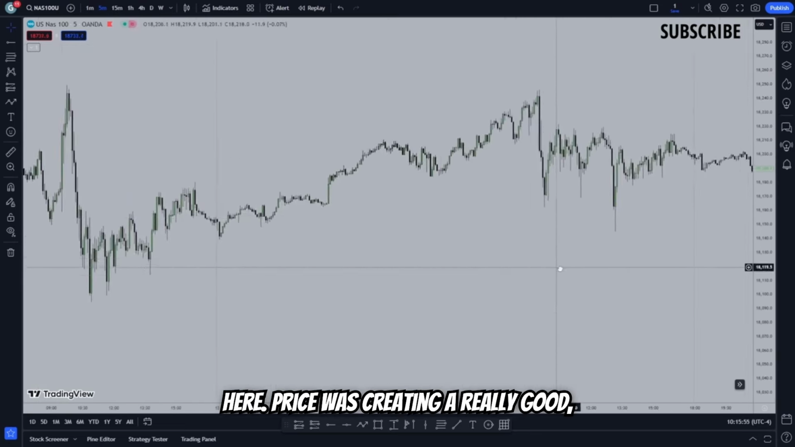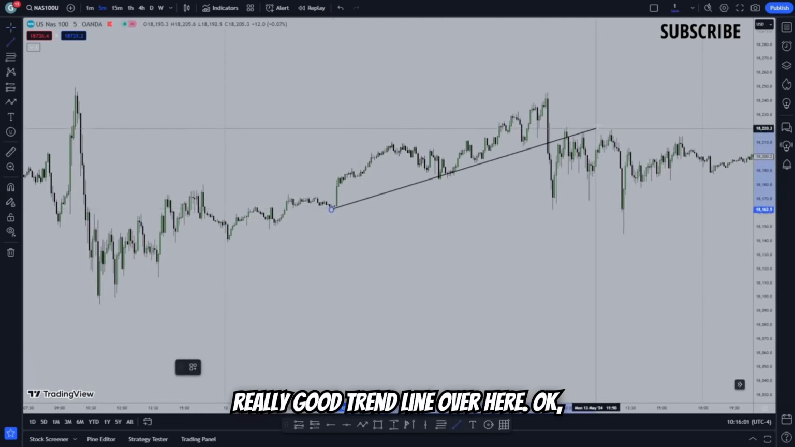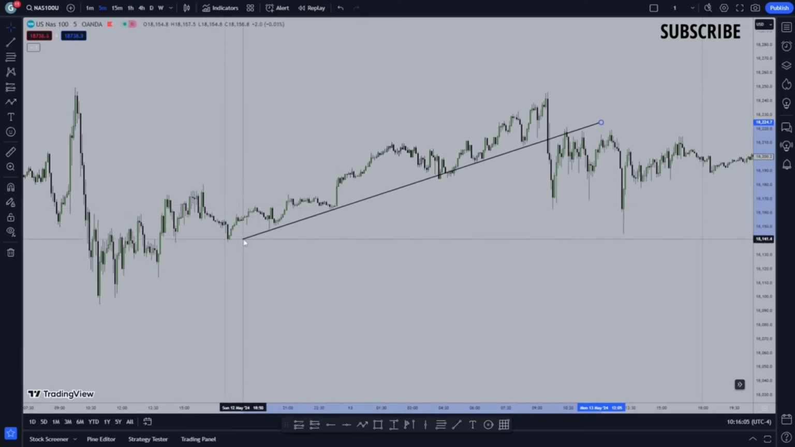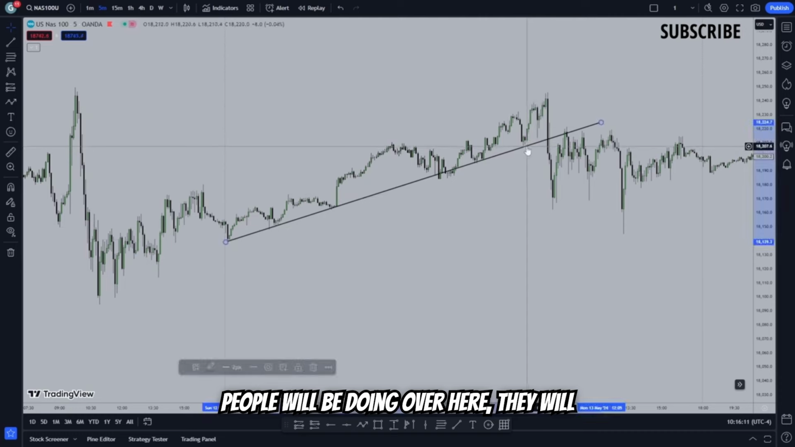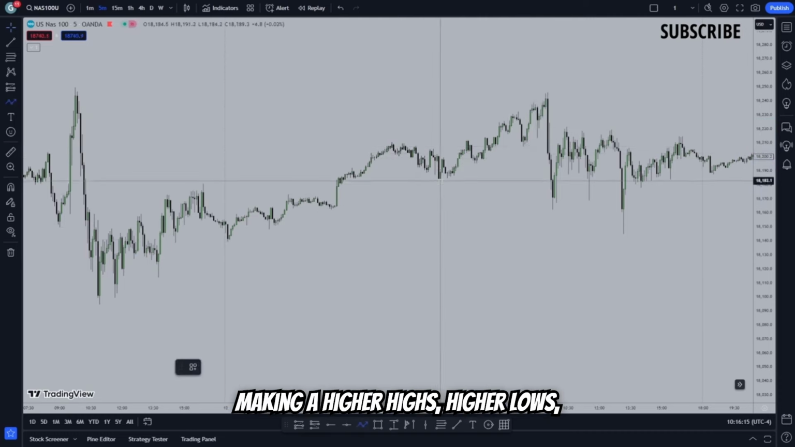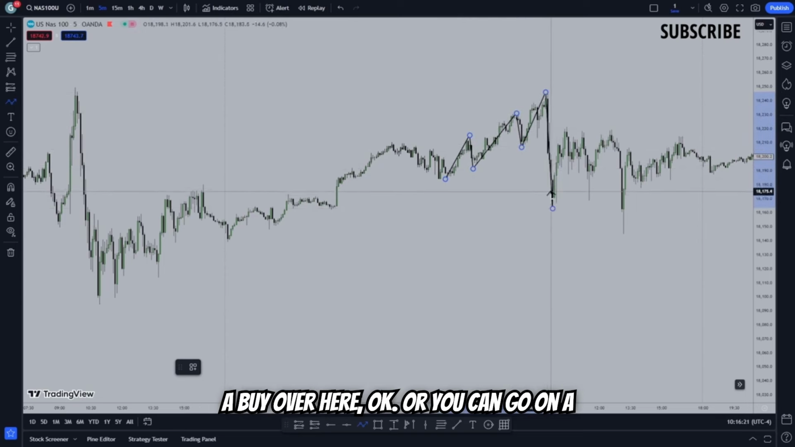Look at over here. Price was creating a really good trend line over here. Okay, it gave a trend line break. So now what people will be doing over here, they will be selling, right? So for example, it was making higher highs, higher lows, higher high, higher low, higher high, and all of a sudden a lower low. You can take a buy over here.